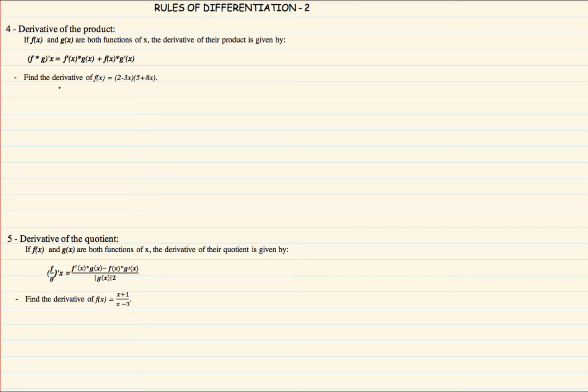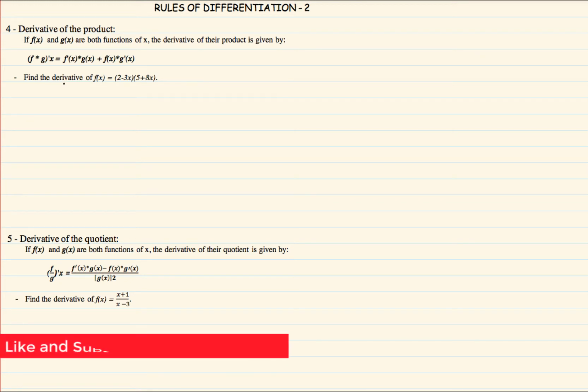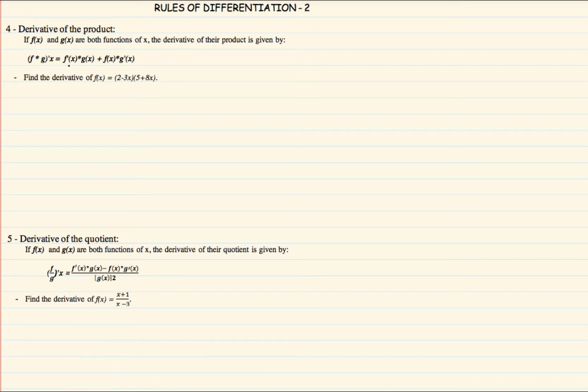And the first rule, the derivative of the product, says if you want to find the derivative of two functions, let us say f of x and g of x, the procedure is derivative of the first function into the second function plus the first function into derivative of the second function. So we differentiate each function apart. So let us see one example that will make it clear for us.